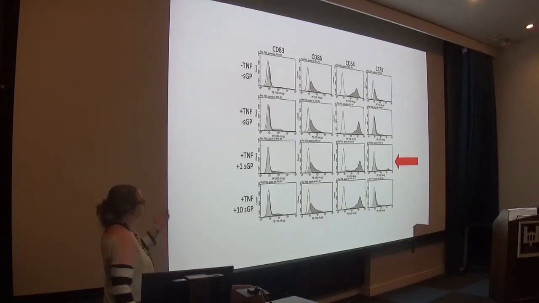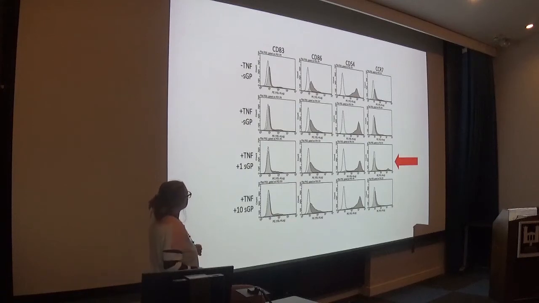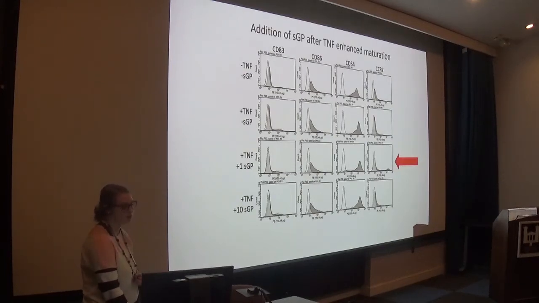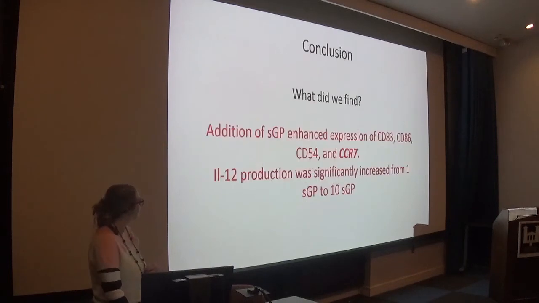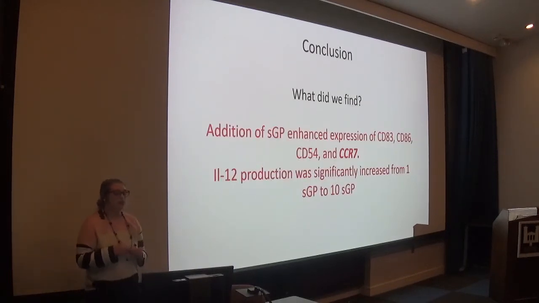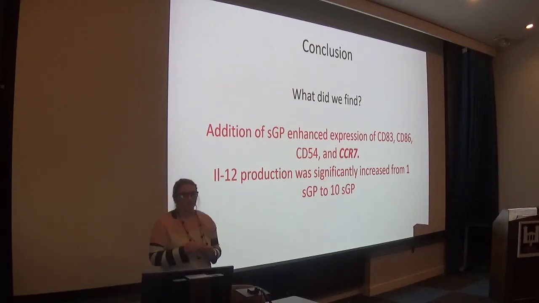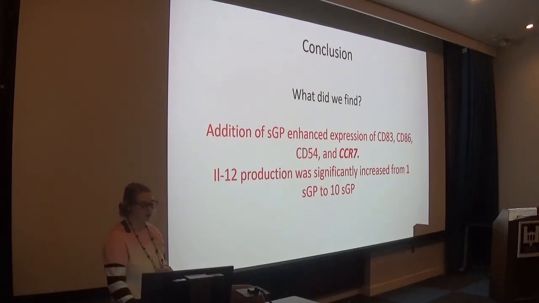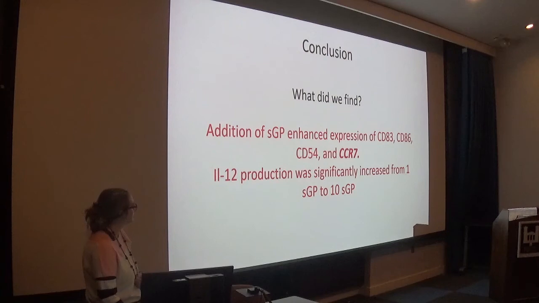And so there was this huge increase in the CCR7 marker present on these dendritic cells, indicating that they were moving throughout the body when sGP was added. So from this, we concluded that whenever you add sGP, even after maturation, they're enhanced. And so what do we find? We found that when you add sGP, there's enhanced expression of these CD83, CD86, CD54, and especially CCR7 markers on the dendritic cells. And IL-12 production is significantly increased whenever you go from just 1 sGP to 10 sGP.